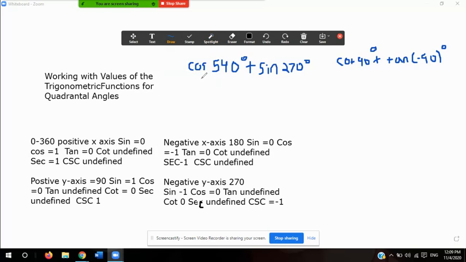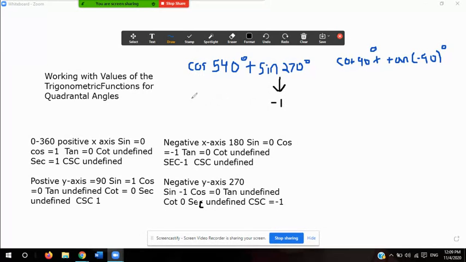The first example says the cosine of 540 plus the sine of 270. I know that 270 is a quadrantal angle, and I can just look for the value of the sine of 270 in the table, which is negative 1. So I'm going to change this to negative 1. Now for 540, it's larger than 360. Because it is larger than 360, I have to find what is known as the coterminal angle.